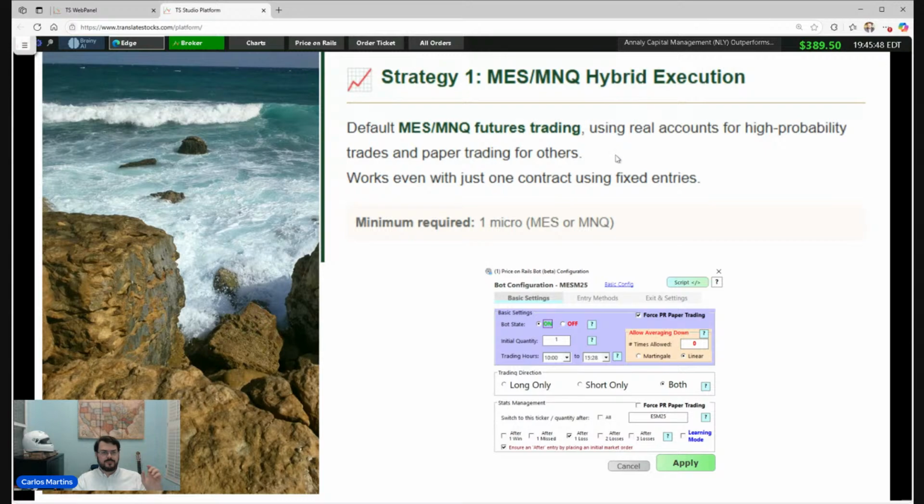The first strategy is to paper trade everything from 10 a.m. to 3:30 p.m. So it's using the trading hours with the MES or MNQ. I do prefer MES, but the same strategy works for both contracts. And we are changing to the ES after one loss.